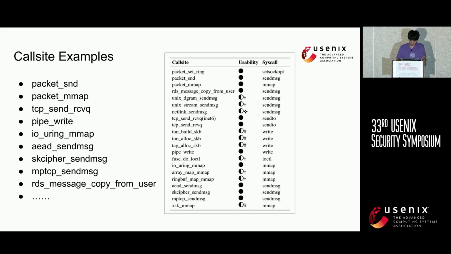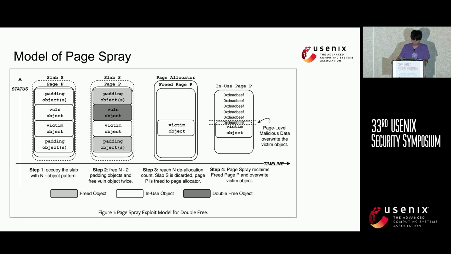So for the module of page spray, here is an example of it. If you have a double free vulnerability, you trigger double free in the vulnerable object and free all the objects except the victim object. And after that, the kernel at this moment could discard the whole slab because it thinks the slab is empty. But actually, the victim object is still on the slab, but the page has been freed. Then you can trigger the direct page allocation and put your own data onto the page. Finally, your data will overlap or overwrite the victim object.